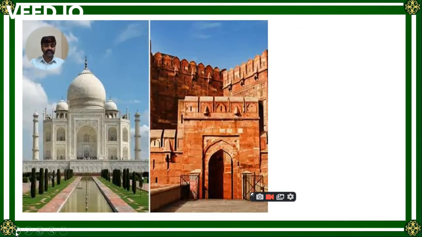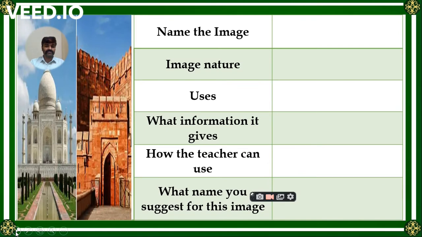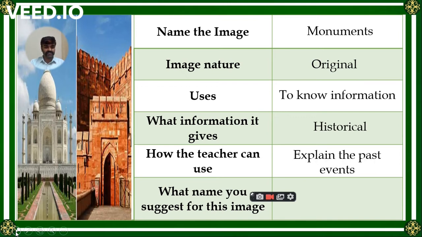This is the second set of examples, the Taj Mahal and Delhi Fort, which are very familiar to you. You can answer the same question. Yes, the answer is correct. It is a monument. It is original, and by this we can know the information, it is historical, it explains the past event, and we can give a name for this as source.